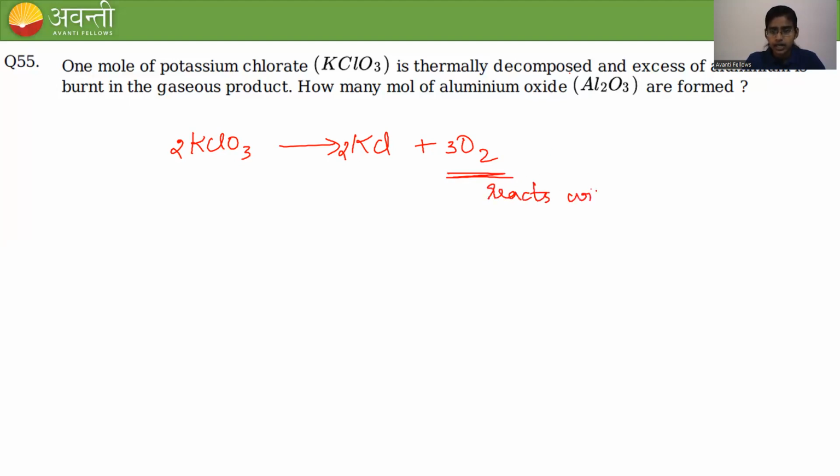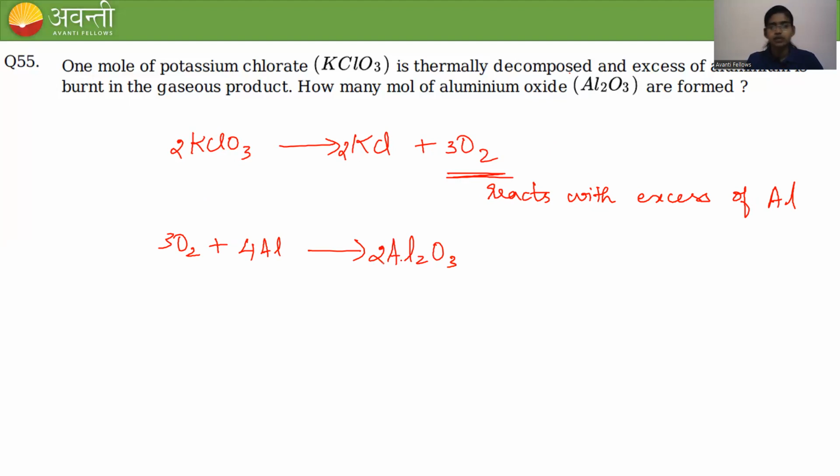It is reacting with excess of aluminium. What could be the reaction? So 3O2 is reacting with excess of aluminium, that is 4Al, to give Al2O3. So if you balance this, you will get this kind of equation.